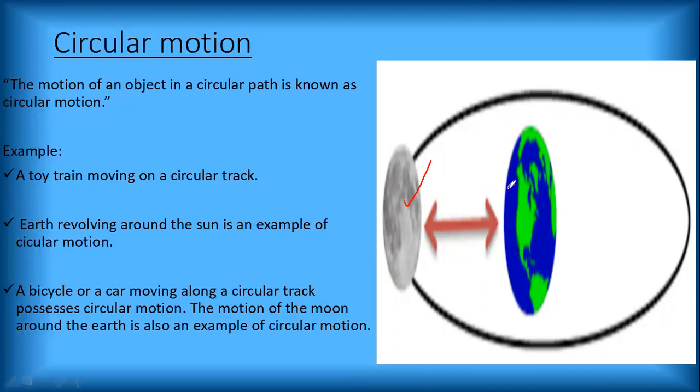It is a type of translatory motion because the motion of the moon is circular and the particle has exactly the same type of motion. So it's an example of circular motion. A toy train on a circular track. Earth revolving around the sun is an example of circular motion. A bicycle or a car moving along a circular track possesses circular motion. The motion of the moon around the earth is also an example of circular motion.